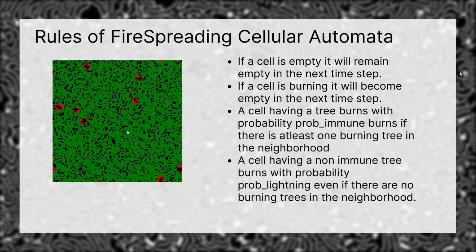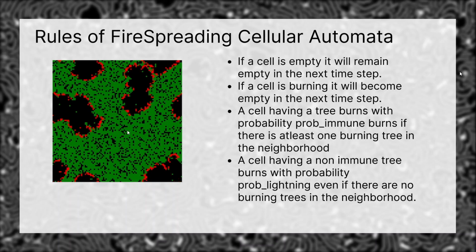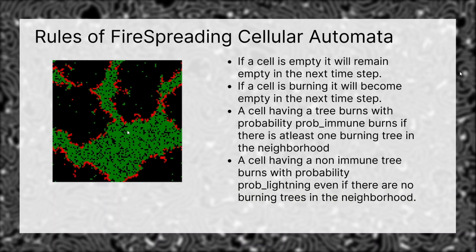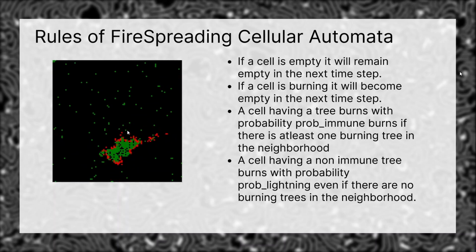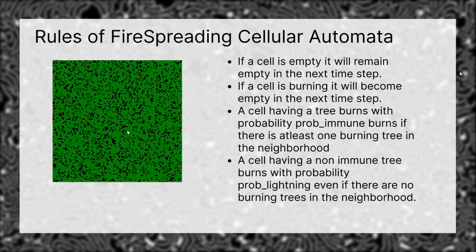Now that we have set up the problem and basic assumptions, we will discuss how we have set up the grid. So first of all, the cells of the grid will only have three values: empty, meaning that there is no tree at that cell; tree, meaning that there is a tree present at that cell; and burning, meaning that there is a tree that is burning at that cell.